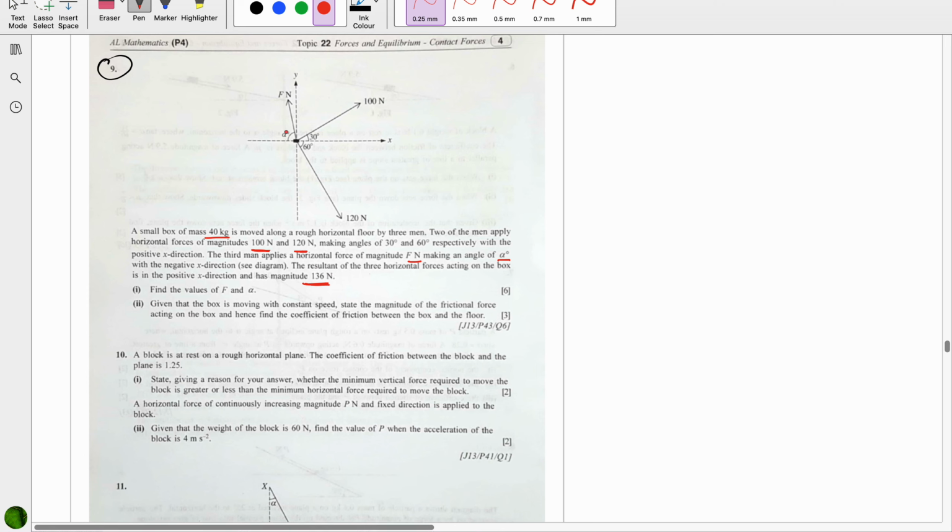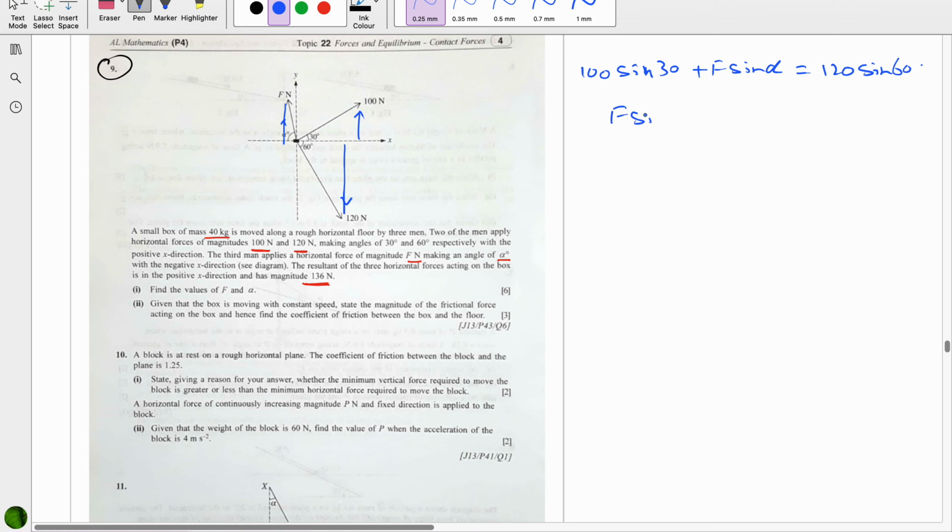So what do we do? We just resolve them and equate them. Resultant has a direction in positive x direction. That means vertical forces are in equilibrium. So I'm resolving each of them and writing one by one. 100, this would have a vertical component facing upwards. That is 100 sine 30. F newtons would have a vertical component facing upwards. So F sine of alpha, and the only downward component is due to the 120 newton force.